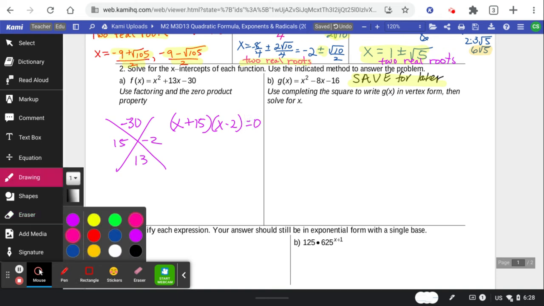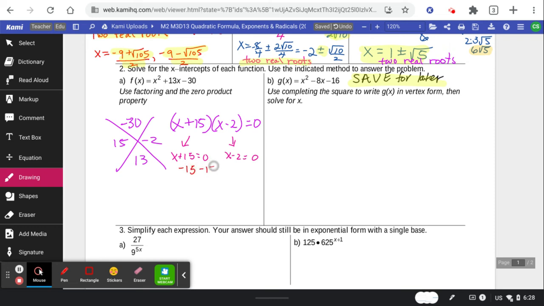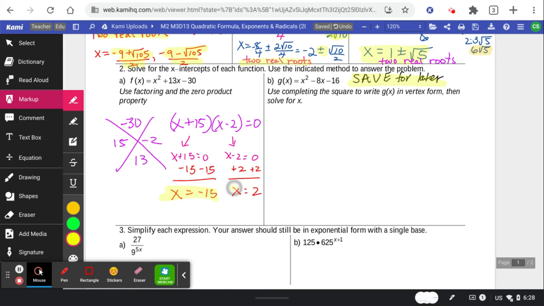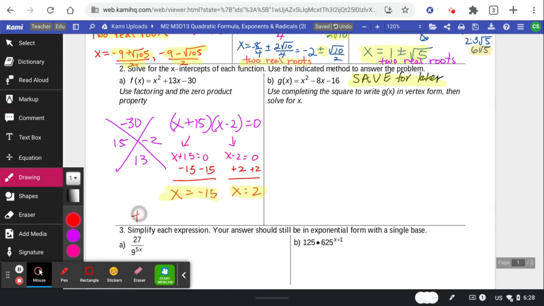So if those 2 things are equal to 0, I know that either this factor or this factor are equal to 0 or both. So we set each one equal to 0 and solve. And then we add 2. And there's my 2 solutions. My 2 real roots or 2 real solutions. Save this guy for later.